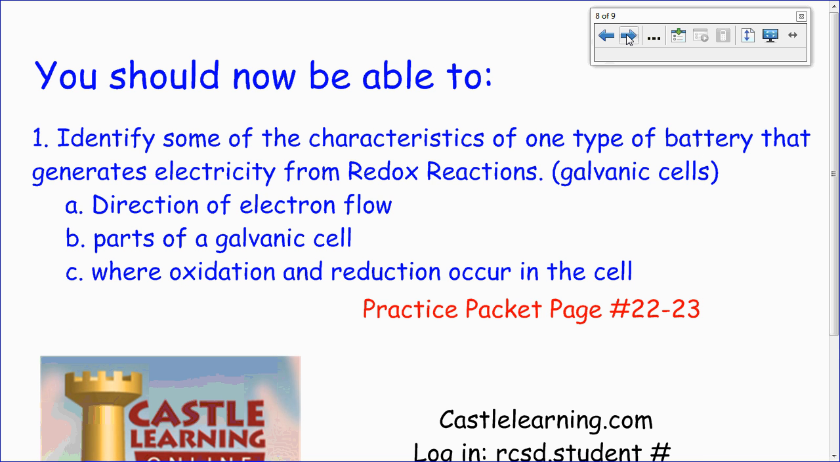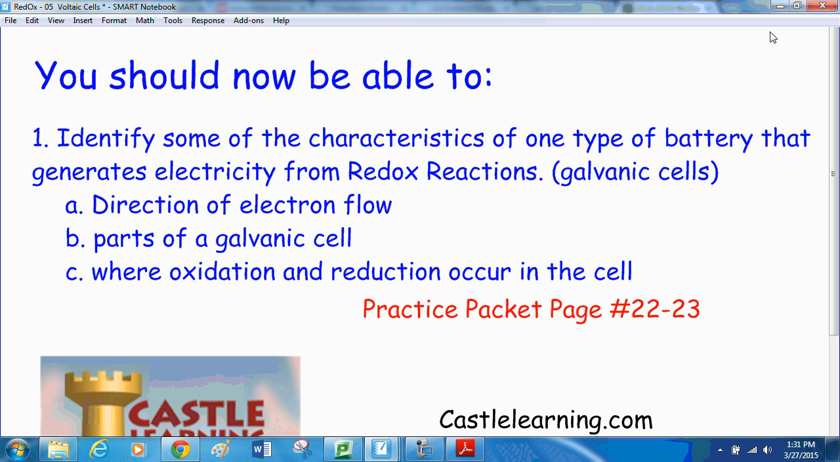So at this point, you should be able to identify some of the basic parts of the voltaic cell. Galvanic cells, many synonyms there. The direction of the electron flow based on table J. The parts of the cell like the anode, cathode, salt bridge. Where oxidation and reduction occur in the cell, like in half cell 1 or half cell 2. Which side does what? Plenty of practice on this material, because that's the only way we're really going to understand it, labeling up these diagrams repeatedly.